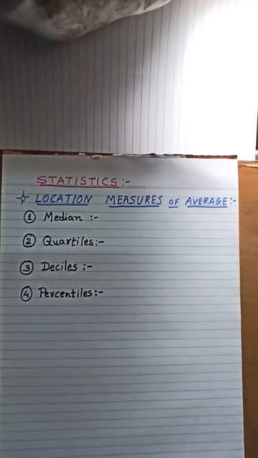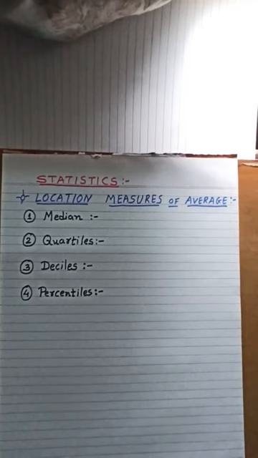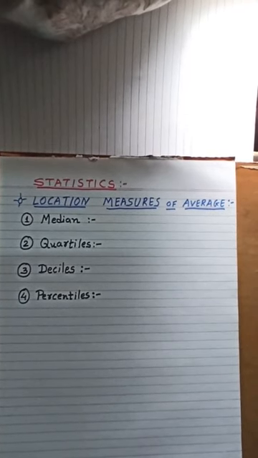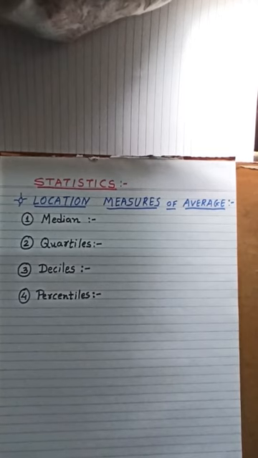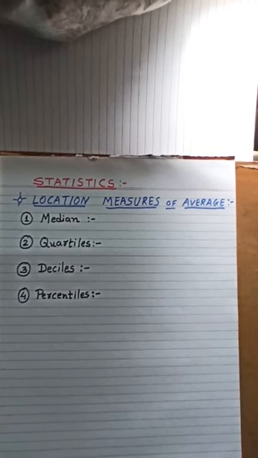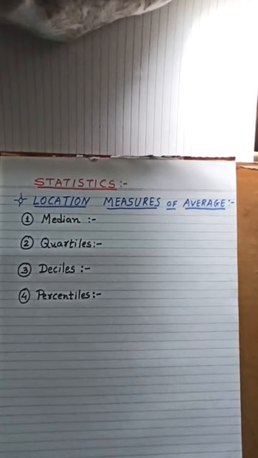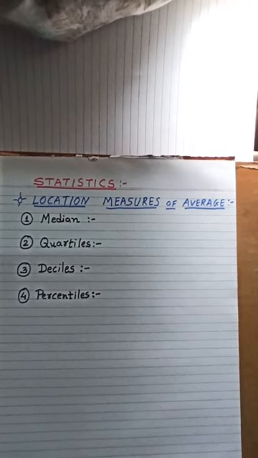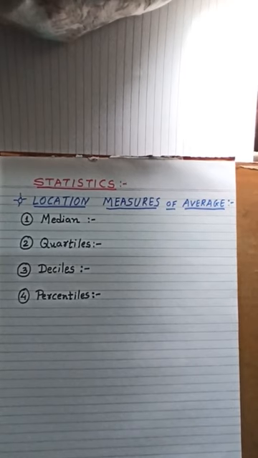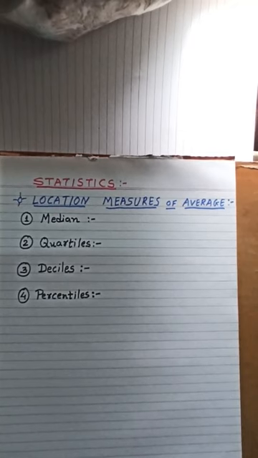Hello friends, once again welcome to the third chapter of statistics of standard 11. We have already learned all the methods of mean. Now it's the turn for location measures of average. Location measures means in this we have to find median, then quartiles, deciles and percentiles.